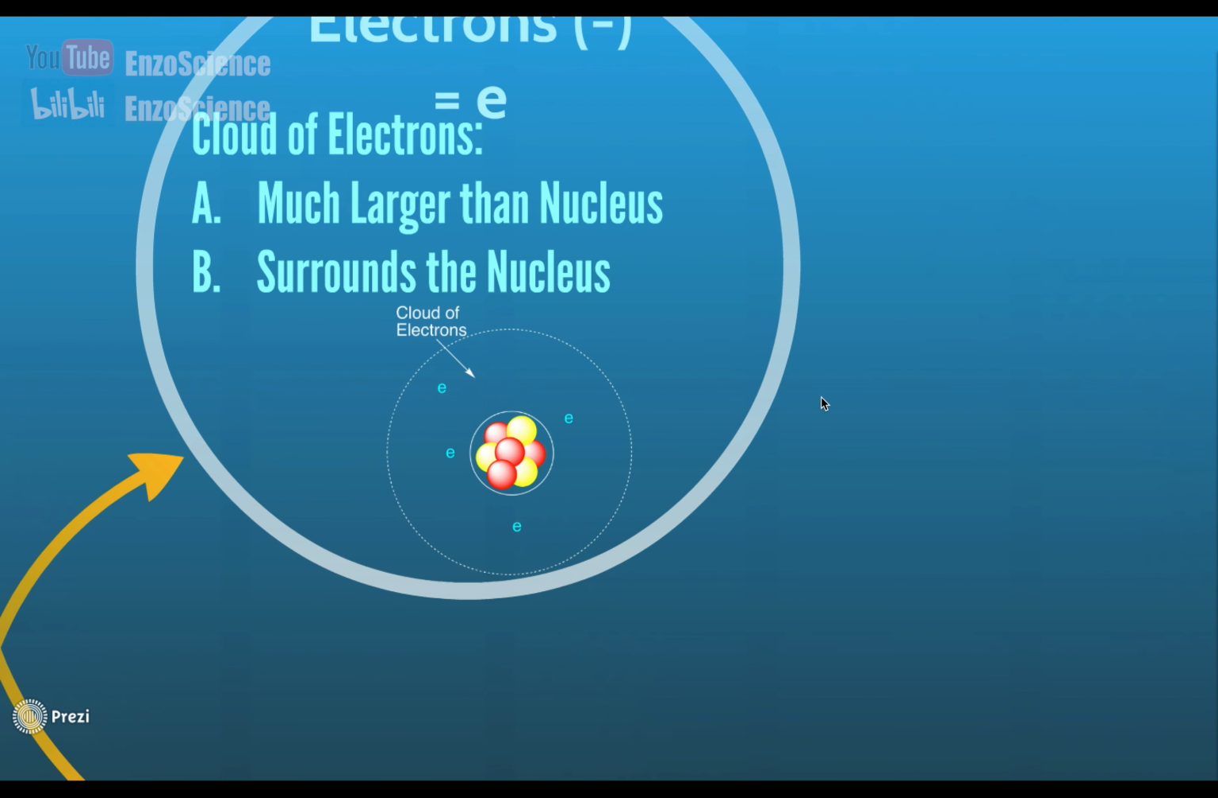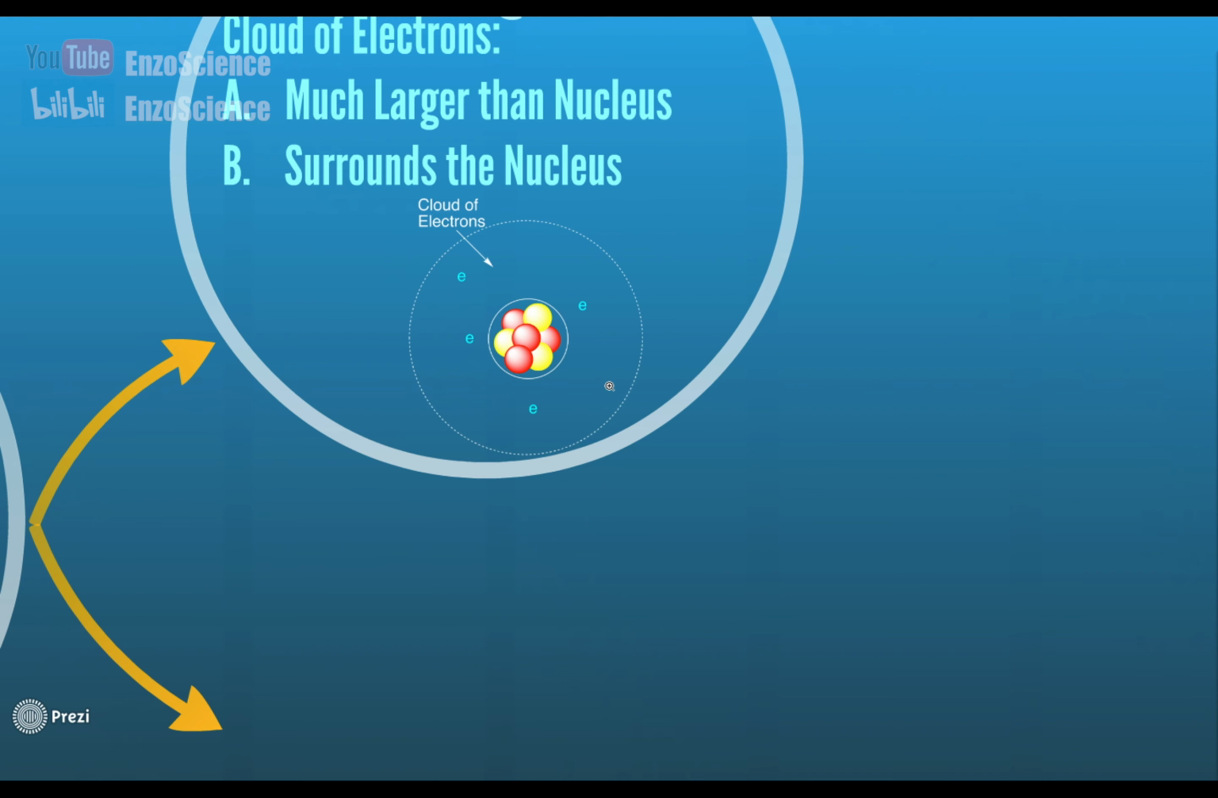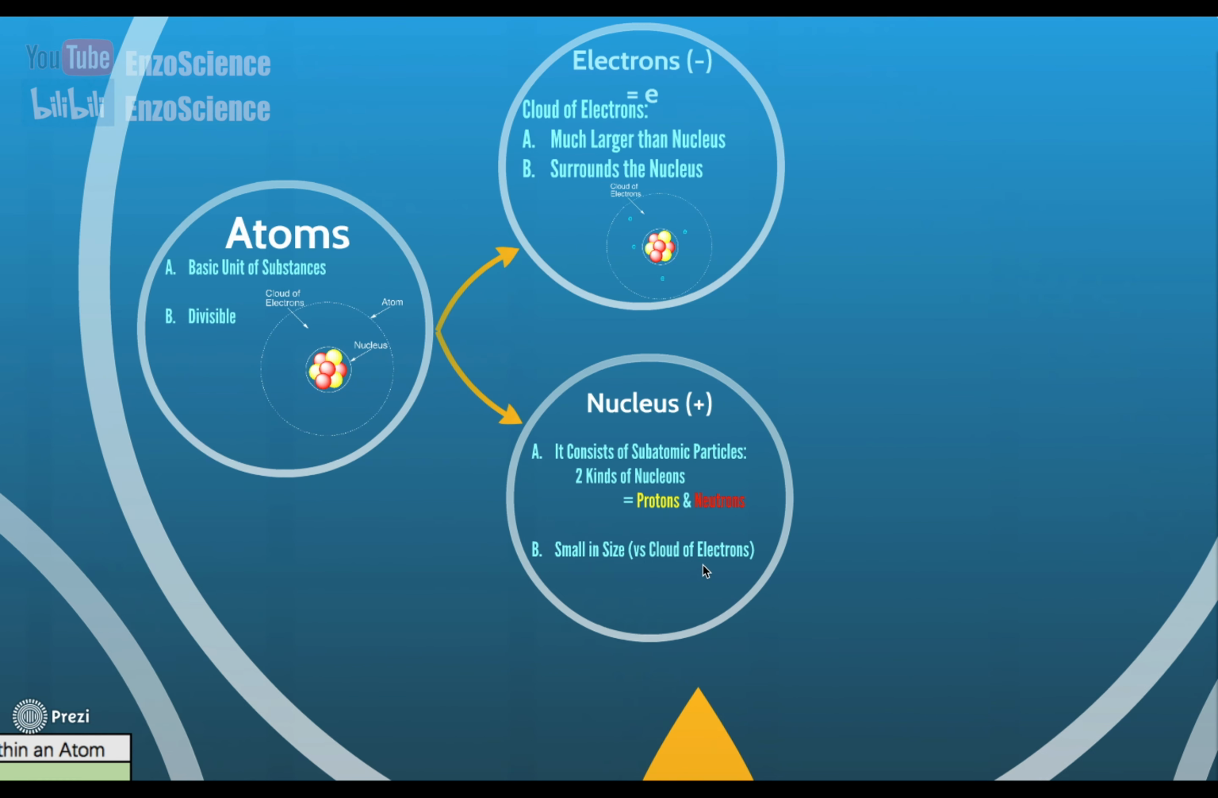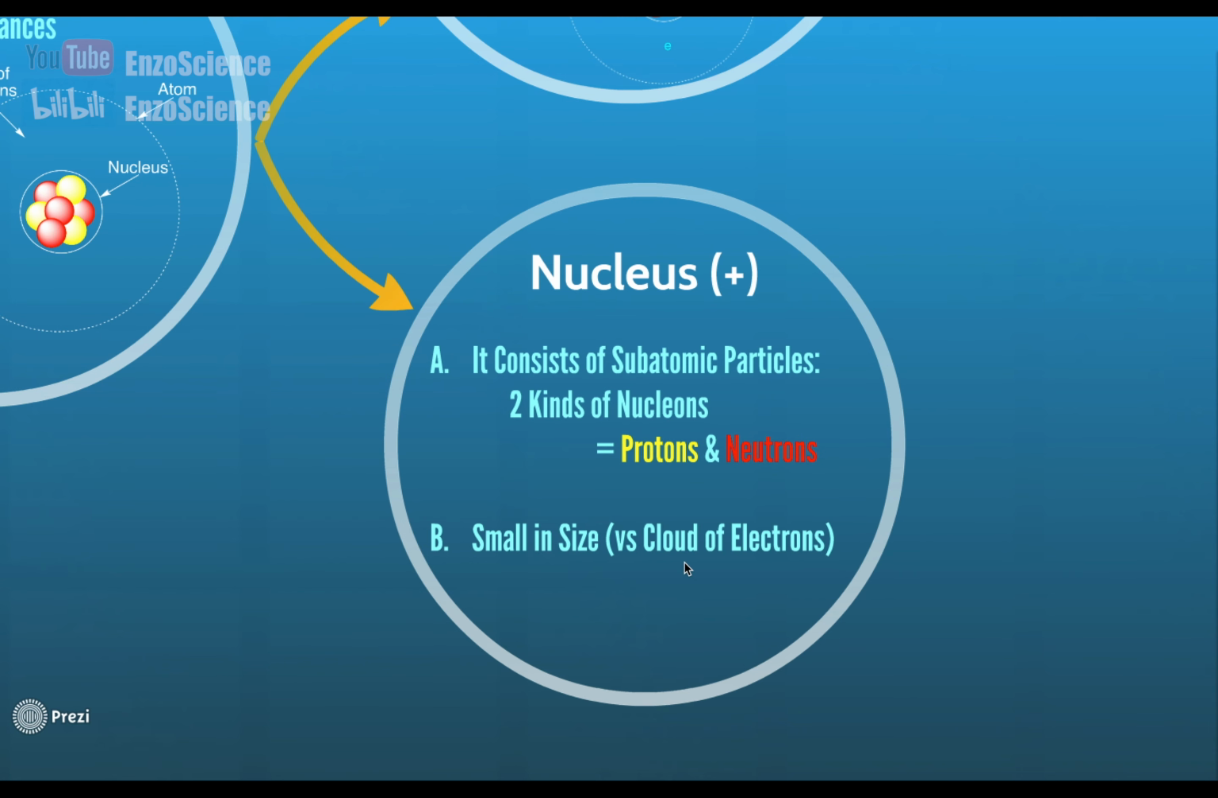From this, we can see that the cloud of electrons are much larger than the nucleus, and also it surrounds the nucleus. In this picture, all the space within this atom but outside the nucleus belongs to the cloud of electrons, and electrons can be anywhere within it. Compared to the cloud of electrons, the nucleus is quite small in size, while it consists of 2 kinds of subatomic particles, protons and neutrons.